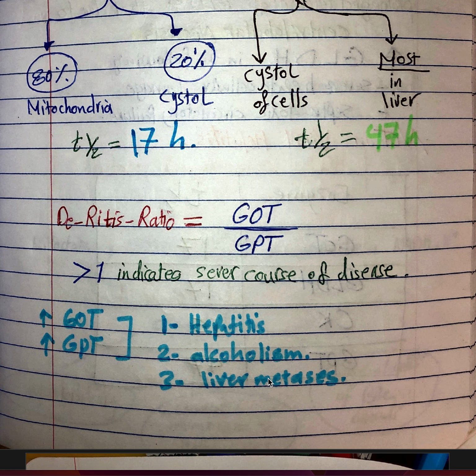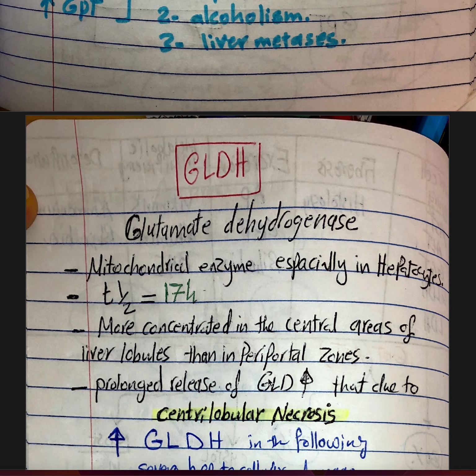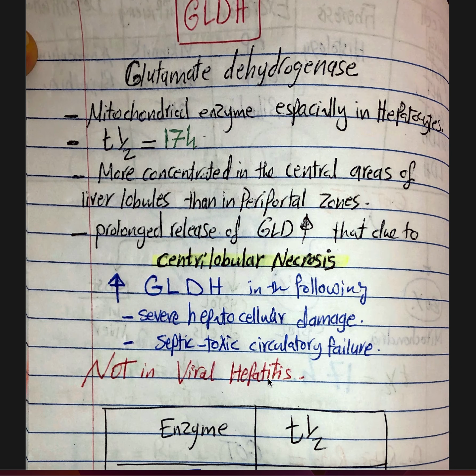That's all about the De Ritis ratio. Now about the glutamate dehydrogenase enzyme, which is so important. It's one of the enzymes that increases also if there is damage to the hepatocytes. We said it is a mitochondrial enzyme especially in the hepatocytes, so it is similar to the AST, because AST is also a mitochondrial enzyme present in the hepatocytes.